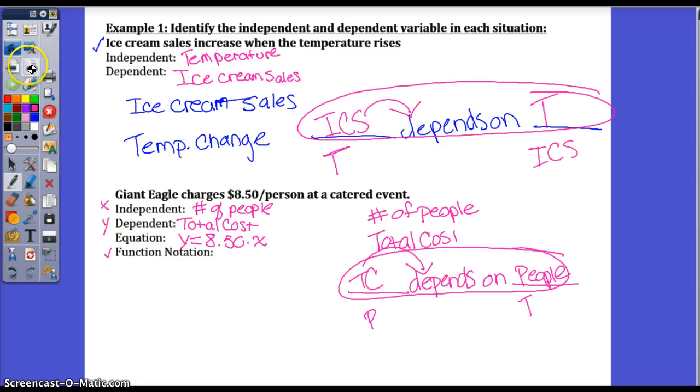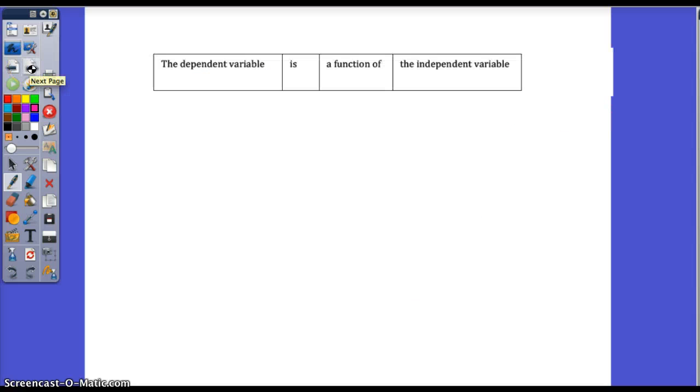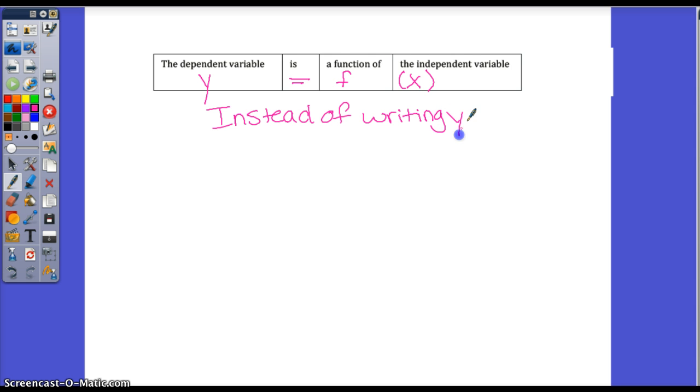Now, function notation is really just a fancy way of saying my dependent variable is a function of the independent variable. So basically, my dependent variable y equals a function of, we're going to say it as f of, the independent variable x. All this means is, instead of writing y, write f of x, g of x, h of x. Then you know it's a function. You know two things about it. What two things do you know?